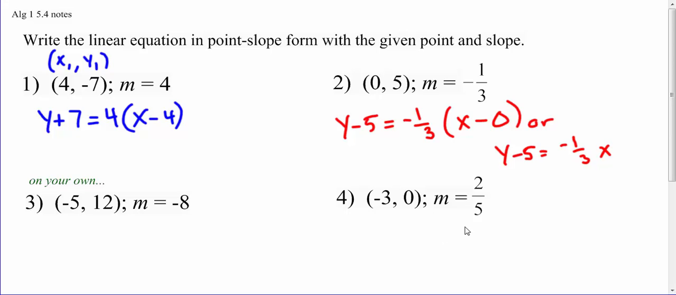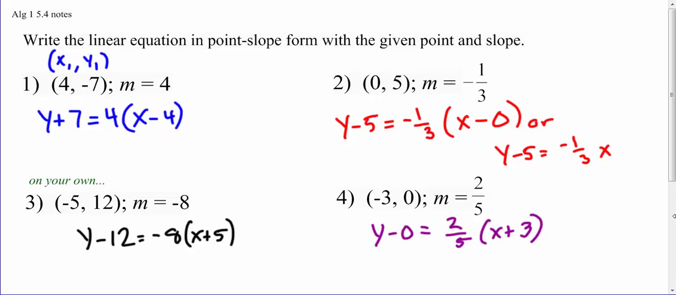All right, why don't you pause the video, do 3 and 4 on your own, and then compare your answers to mine. All right, welcome back. You can see on 3 and 4, I've plugged in the two ordered pairs as well as the slope. Now again, on number 4, we had a 0. We could have just written y equals 2/5 times x plus 3 and left the minus 0 out of it. The minus 0 doesn't change a thing.